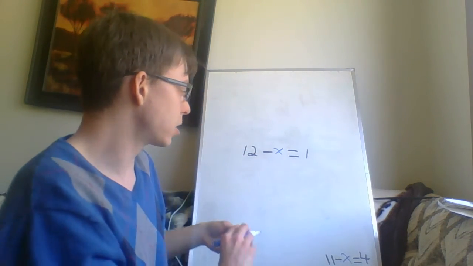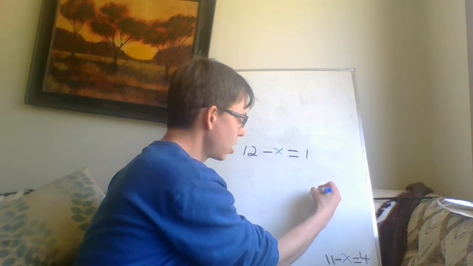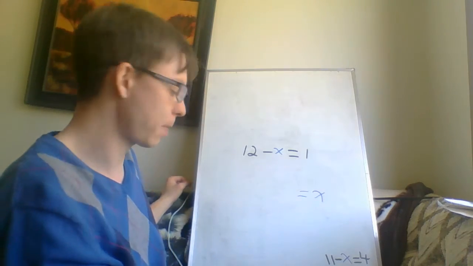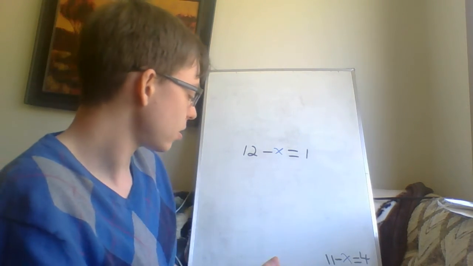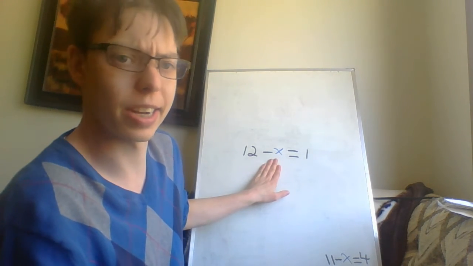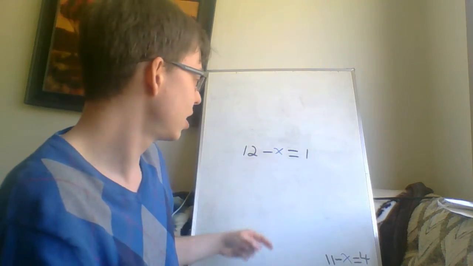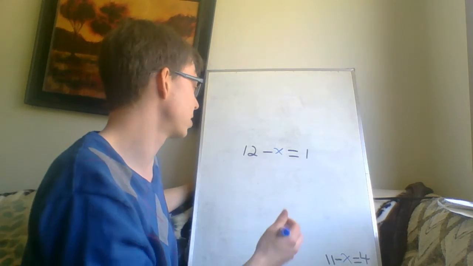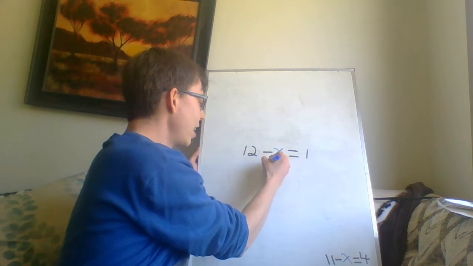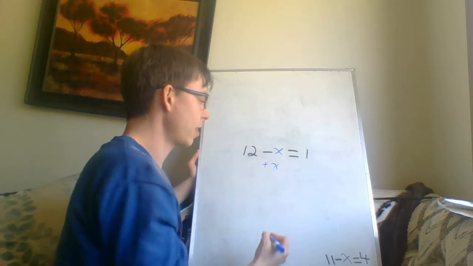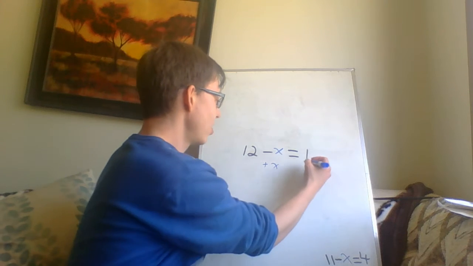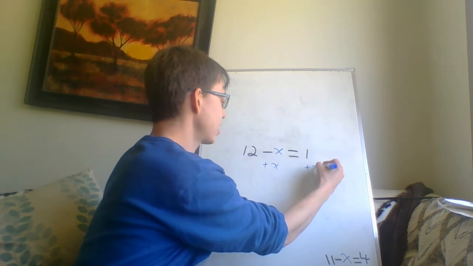My goal is to have positive x on one side and all my other numbers on the other side. So this is how we're going to do it. If this was a positive x, I could leave it. But it's a negative x, so I need to get it on the other side of the equal sign. To get rid of a negative x, I need to add positive x. Whatever you do to one side, you guessed it, you have to do to the other side. So I'm going to add positive x.